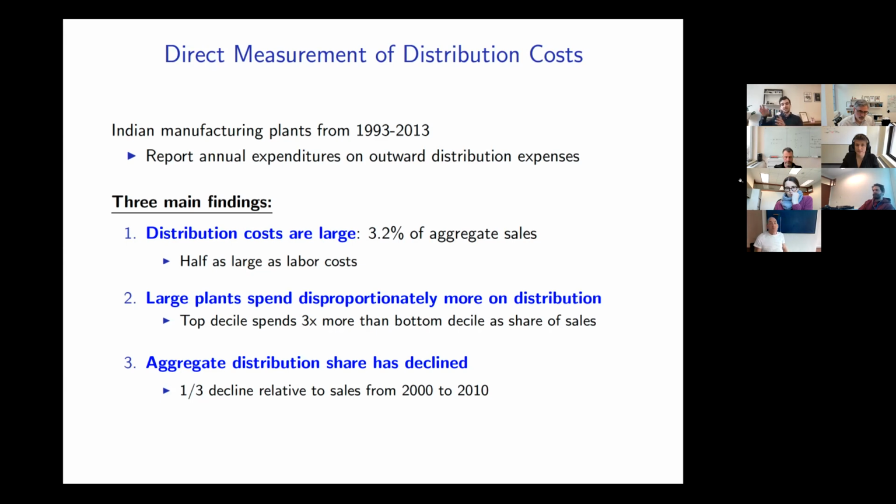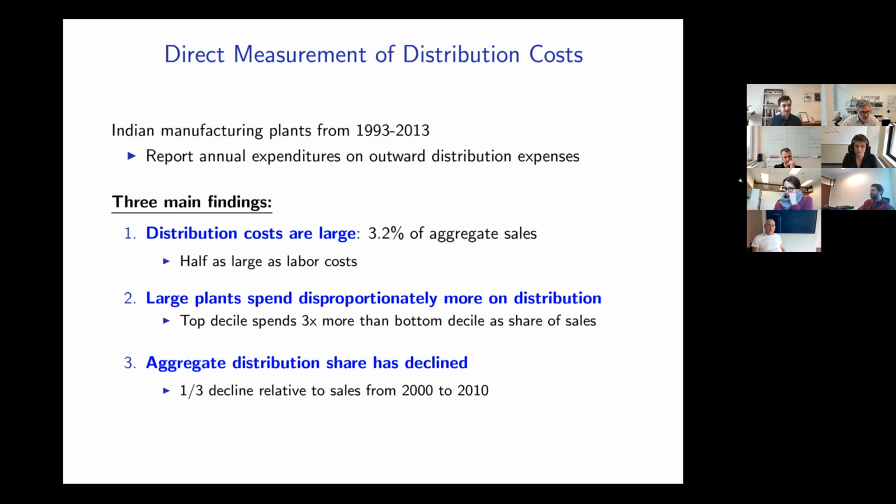So plants in the top decile of the size distribution spend 3 times more than plants in the bottom decile as a share of their sales. And then finally, we find in the data that over time, the aggregate distribution share has substantially declined, and in particular declined by about a third from 2000 to 2010. So from around 3.8% of aggregate sales down to 2.5% over this time period.